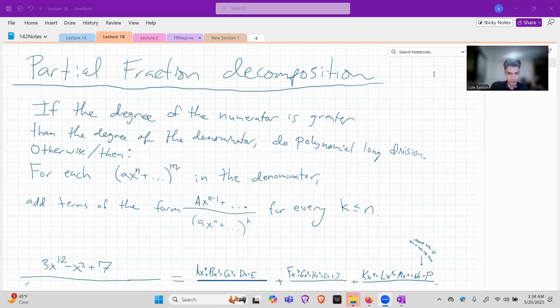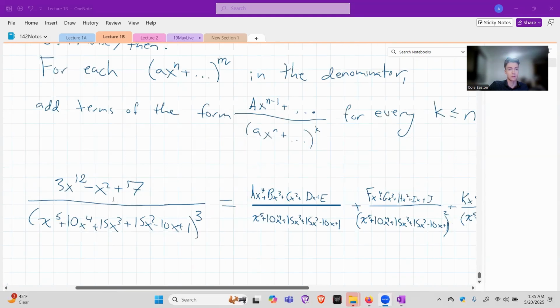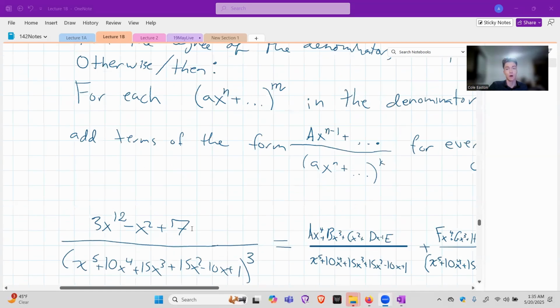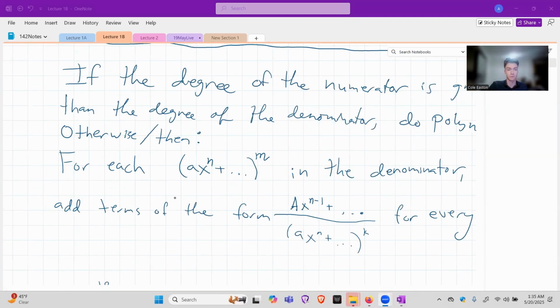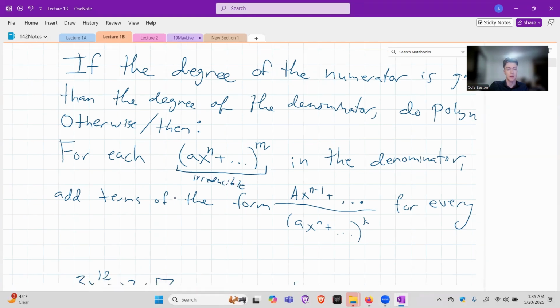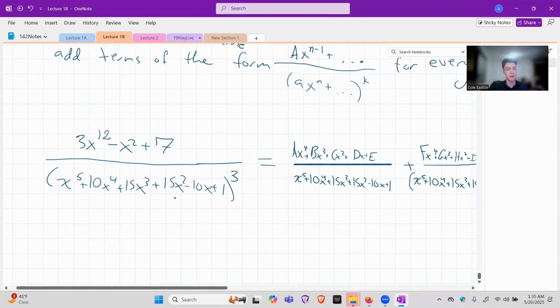Okay. Now, that's kind of a mouthful. We're going to look at this example here. So we have 3x^12 minus x squared plus 7 over (x^5 + 10x^4 + 15x cubed + 15x squared minus 10x + 3), all cubed. And the assumption that we need to make, first of all, is that these terms are irreducible. So that's important. This quintic that we have written here, we can't factor that. That's what irreducible means. It means that we can't factor it.